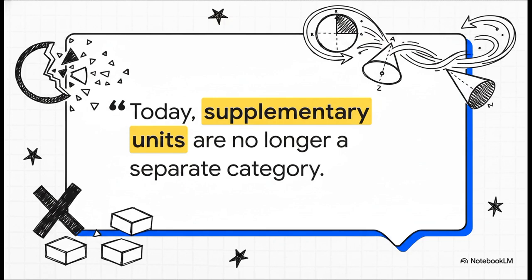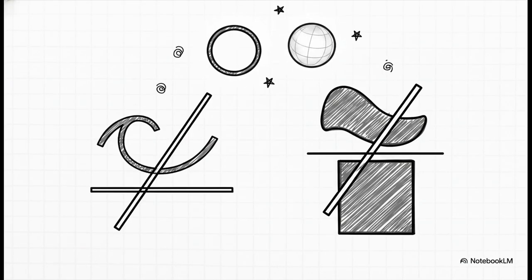Today, supplementary units are no longer a separate category. That's right, that exclusive, special, historical club in the SI system that we talked about at the very beginning of the explainer, it officially no longer exists. The powers that be in the scientific community decided that having a third, completely separate category of units was just unnecessary. Instead, radians and steradians are now officially classified as dimensionless derived units in the modern SI system.